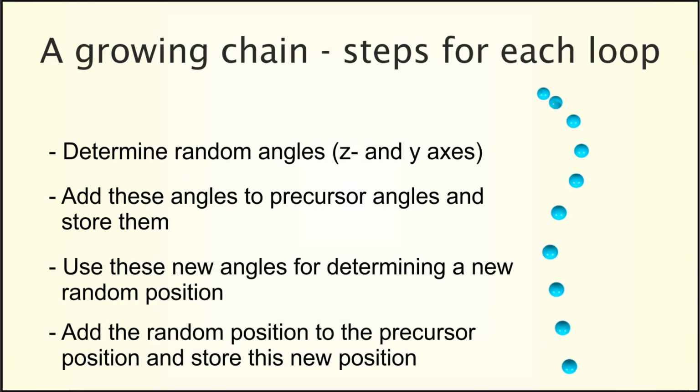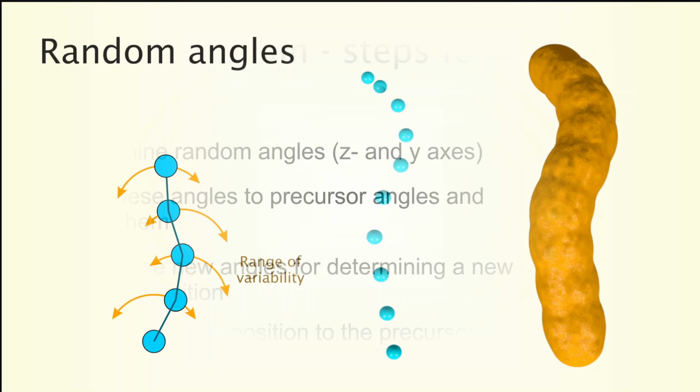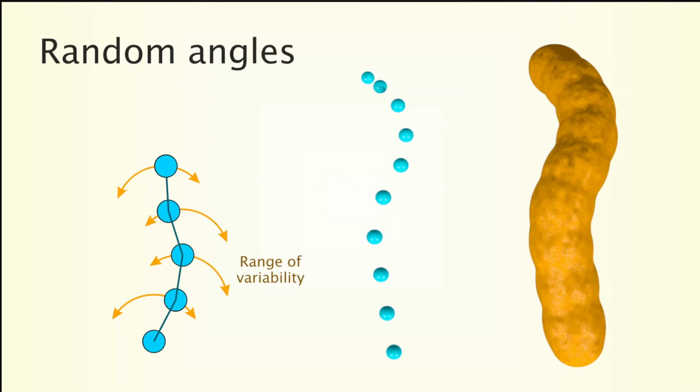So let's summarize the steps of one loop. First, you have to determine random angles for the rotation around the z and the y-axis. You have to add these angles to the precursor angles, store them, and apply them for creating a new random position. Then, in the final step, you have to add this random position to the precursor position and store this new position as well. After repeating this loop 9 times, you have all the positions of our little worm. This way we obtain a slightly folded linear chain, as you can see here.